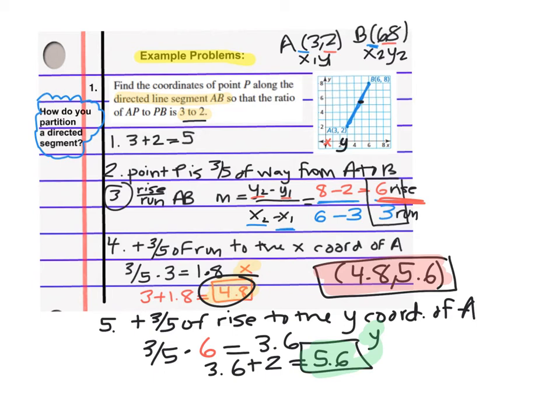Let's look at our graph for a second and see if that seems reasonable. So 4.8, 5.6. Yep, that's about where my point is. That is where point P is.